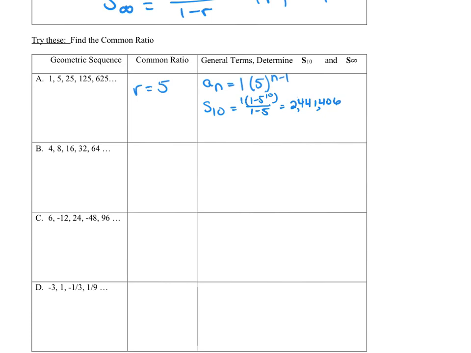Now, since the r value is not less than 1, we say that S infinity does not exist.